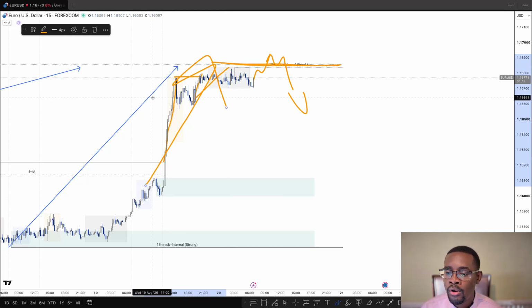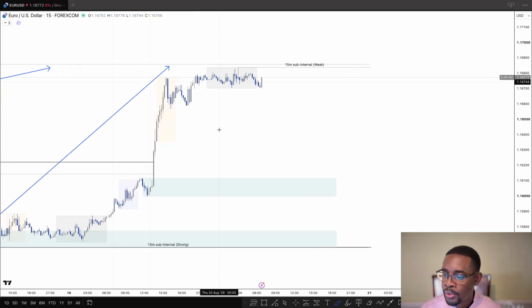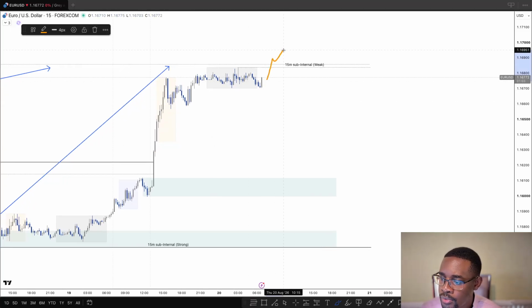Obviously on the daily for the Euro USD, we understand that the daily swing is bearish, but right now we are in a pullback phase, and that pullback is bullish. What I'll be looking at is, if we sweep this during key time, then maybe looking to see a reaction to the downside if I find lower time frame confirmation.